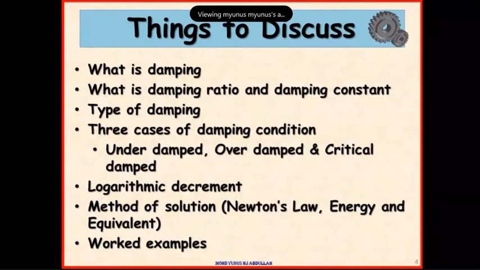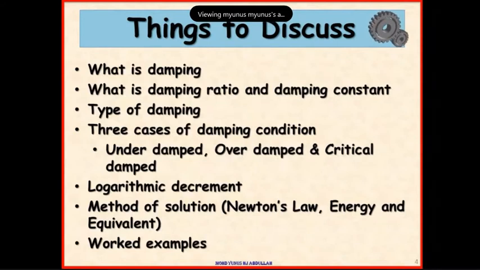This one is the thing to discuss in our class. First, what is damping? I did mention a bit about damping earlier. What is the damping ratio? Of course, when you have damping, you will have the damping ratio. Same thing like friction: we have friction, then we have coefficient of friction, both static and dynamic. Here, there is no damping static, no damping dynamic. Only damping ratio, or sometimes called coefficient of damping.